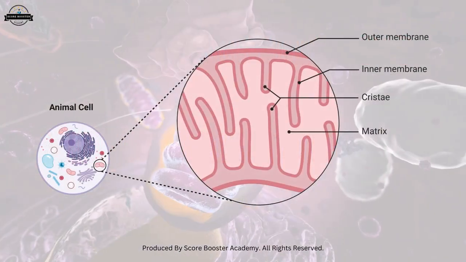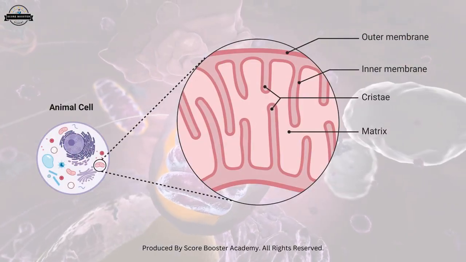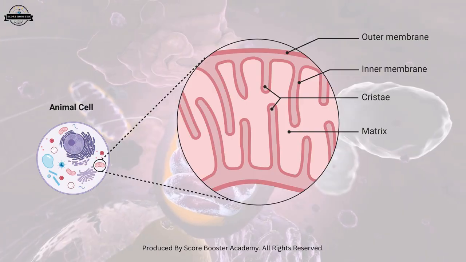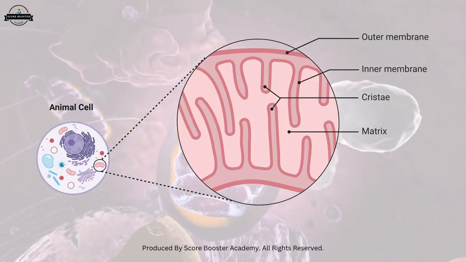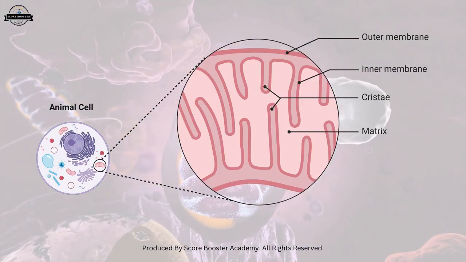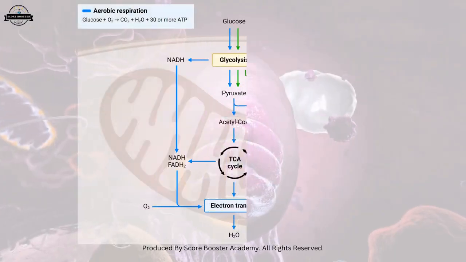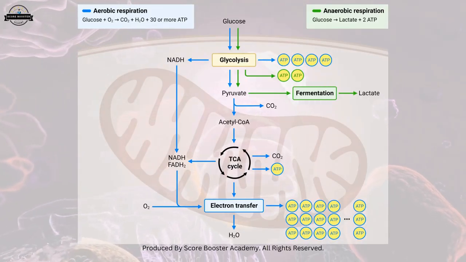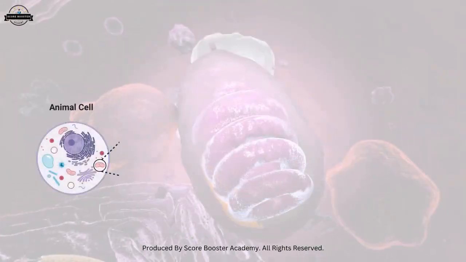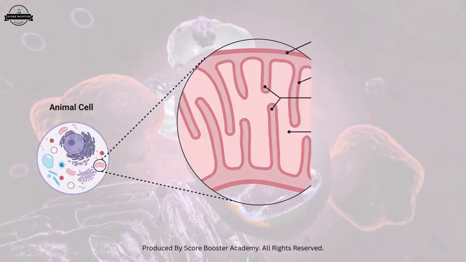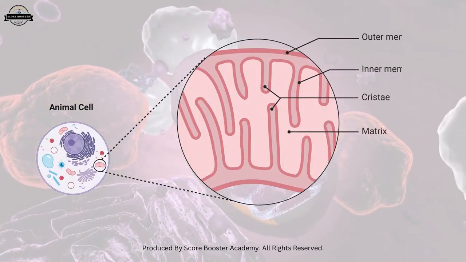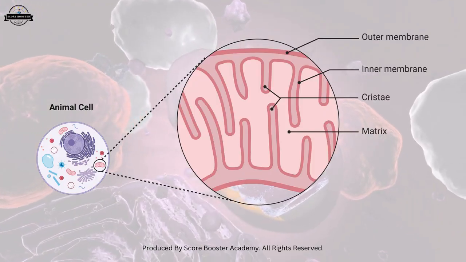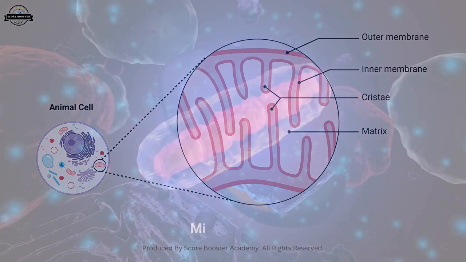The matrix is the central compartment of the mitochondria enclosed by the inner membrane. It contains a semi-fluid matrix solution that houses various enzymes involved in cellular respiration, including those required for the citric acid cycle or Krebs cycle. The matrix also contains mitochondrial DNA, ribosomes, and tRNA molecules necessary for protein synthesis within the organelle.